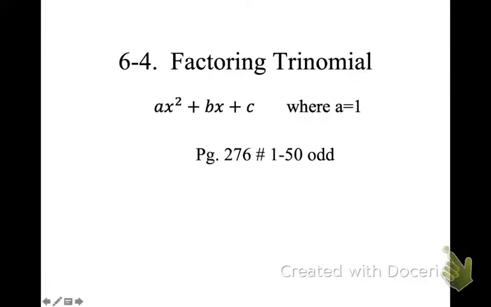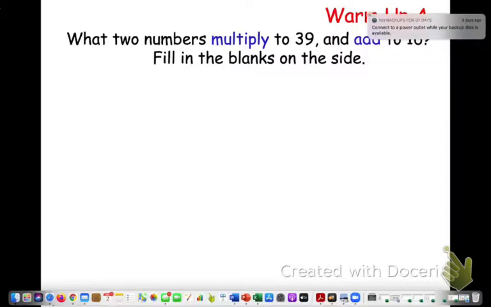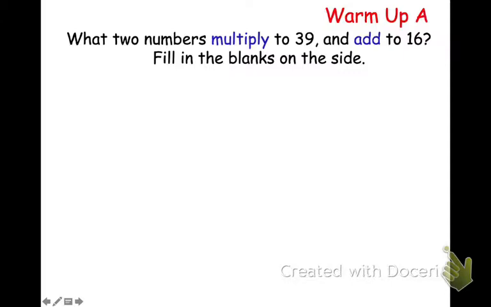Hi guys, today we are doing page 276, 1 through 50 odd, that's section 6.4 factoring, where we are learning to do trinomial factoring, where A, the lead coefficient, equals 1. So the only coefficient it has is a 1. Okay. So first we're going to do a little exercise where we practice finding two numbers that multiply to a given product and add to a given sum.